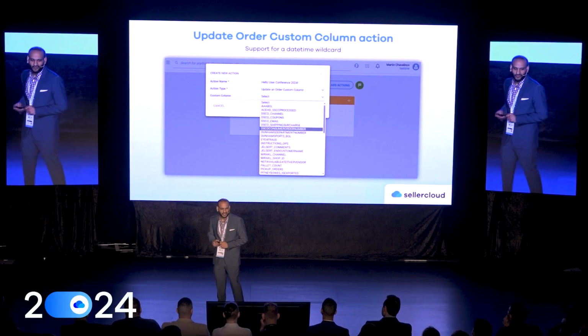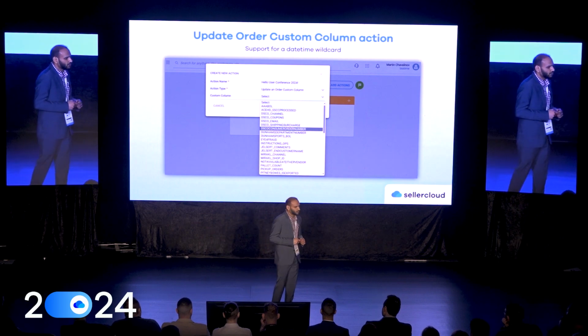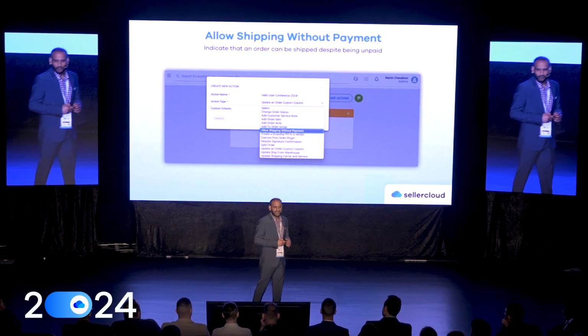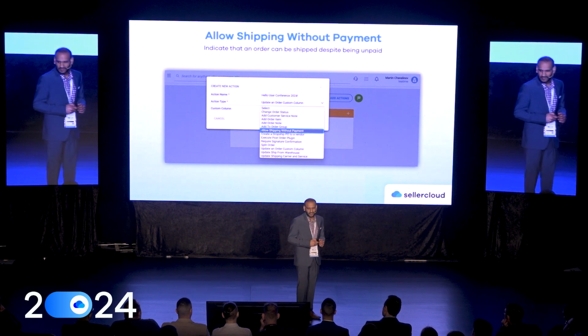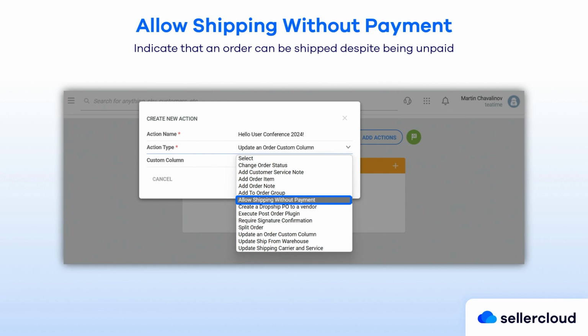One other one is update order custom columns. Now, a lot of people know that we're able to add custom columns for you guys. Let's say an order comes in, the rule plays out, but then you change the custom column later on. So you may want to timestamp that, and with this action, that will actually allow you to do that. Another one is allow shipping without payment. Now, I know most people like to get paid before they fulfill their actual order. However, there may be a certain time where you have certain customers that you trust, and you're okay to receive payment at a later time.